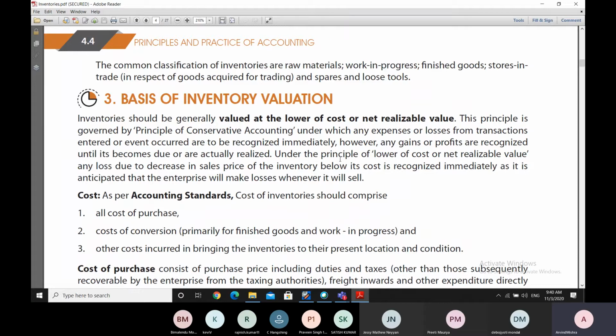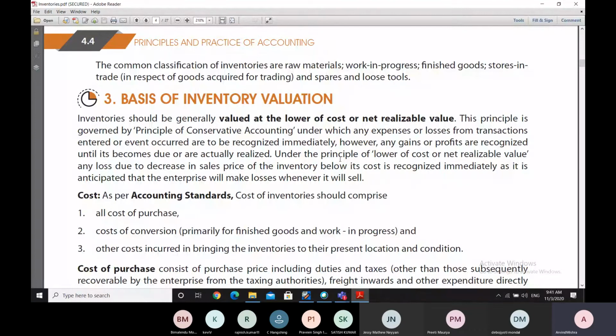So having understood the significance of inventory valuation, now we go towards the basis of inventory valuation. What is the base of inventory valuation? What we mean to say is, how do we really understand the meaning of inventory valuation? So that once we know the basis of inventory valuation, we can go ahead and check out the techniques of inventory valuation. So inventory should be valued.